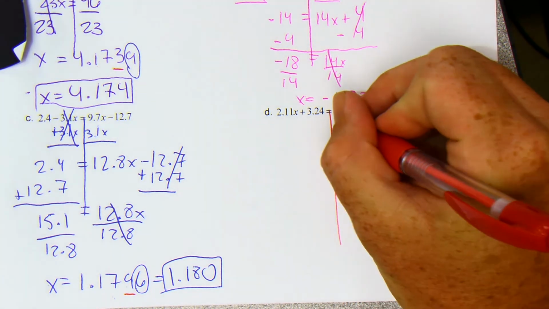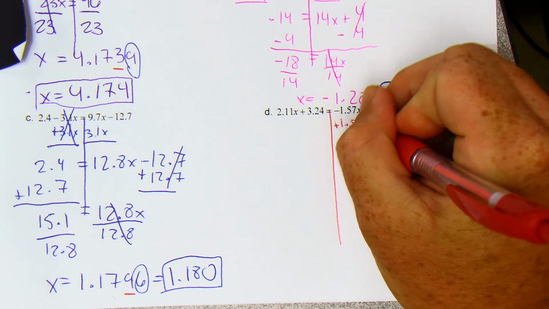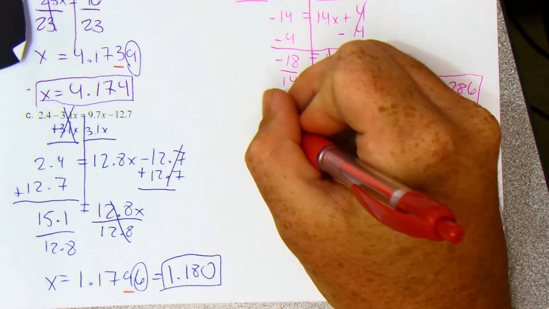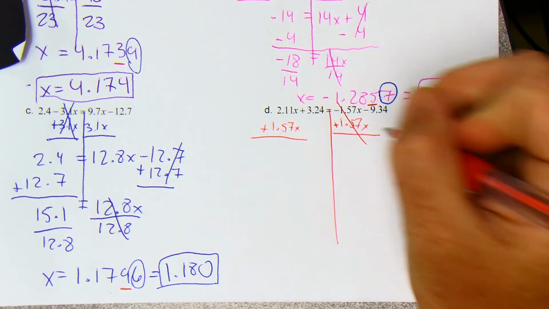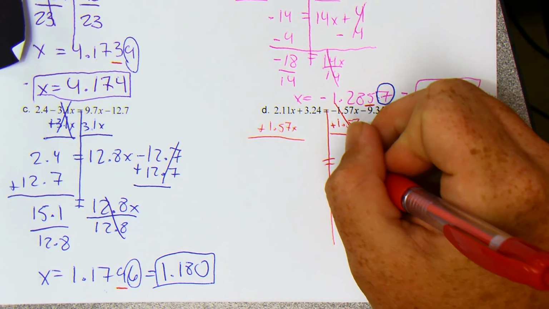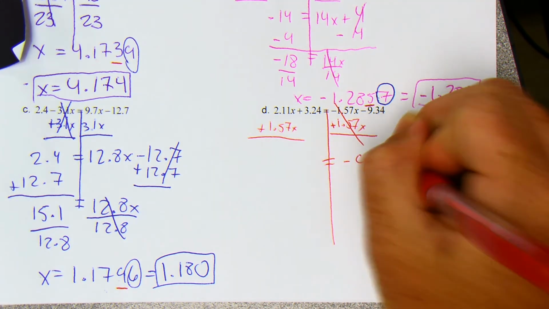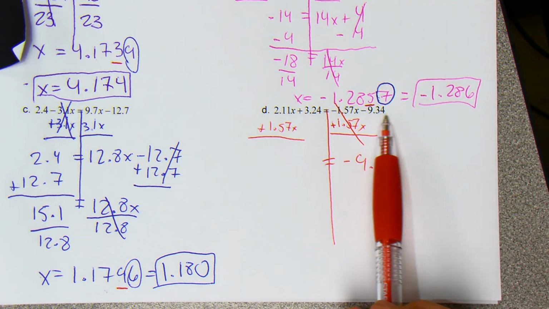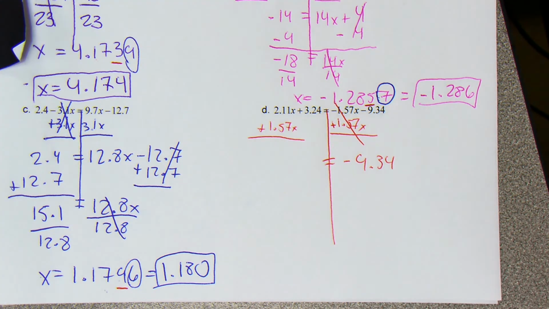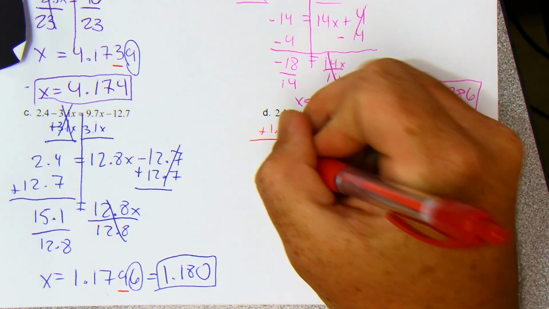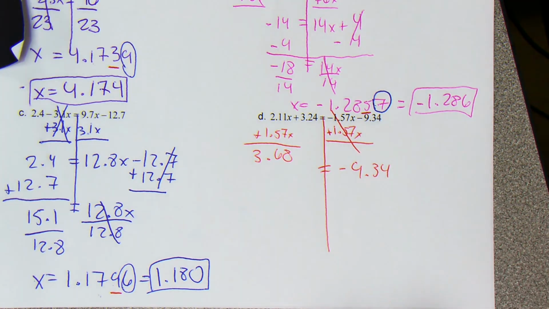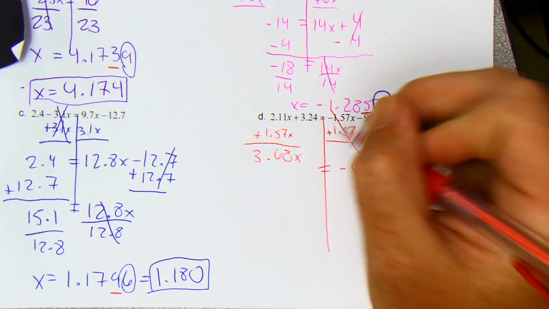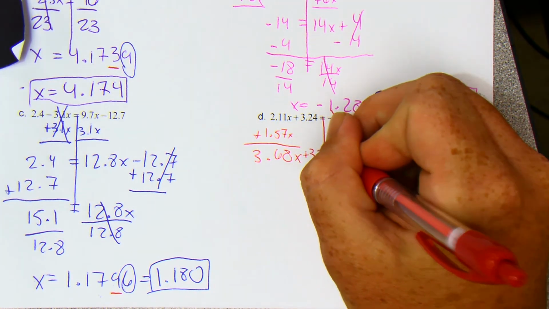So I'm going to do a plus 1.57x. This will be plus 1.57x. So those cancel out. So I'm going to bring down my equal sign and my negative 9.34. That's just from up here. Now I want to do 2.11 plus 1.57, which is this 8. Here's 6. Bring down my decimal, and 2 plus 1 is 3. So it's 3.68. Add on my x, and then I have this plus 3.24.